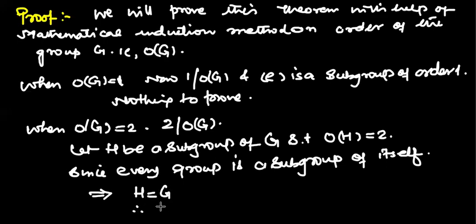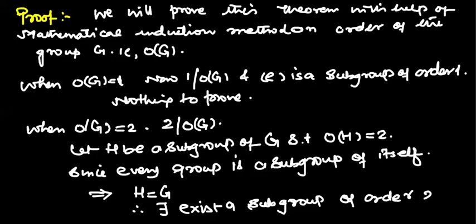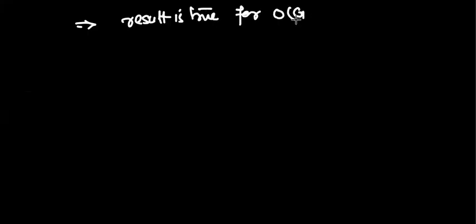So therefore there exists a subgroup of order 2. So we can assume the induction hypothesis. This implies the result is true for order of G equal to 2. Now we have shown it for order of G equal to 1 and order of G equal to 2. Now we will take the induction hypothesis.